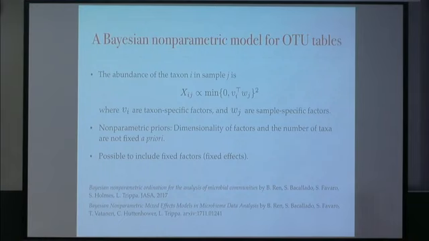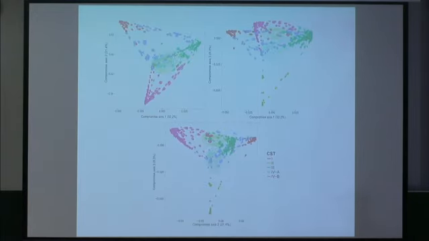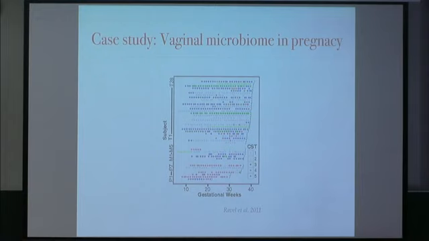Here I reference some of my work, which involves a Bayesian non-parametric model for OTU tables, and it has the structure of a factor model. What makes it non-parametric? Well, we're learning the dimensionality of the factors as well as the number of taxa from the data. And it makes it possible to include some fixed effects. I'll just show you briefly some results that you can get from this type of analysis.